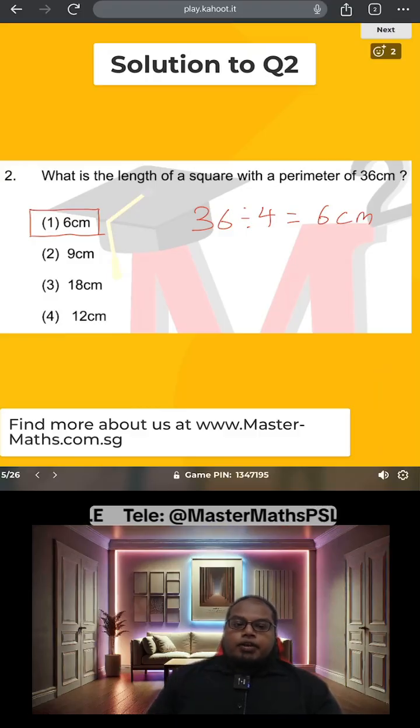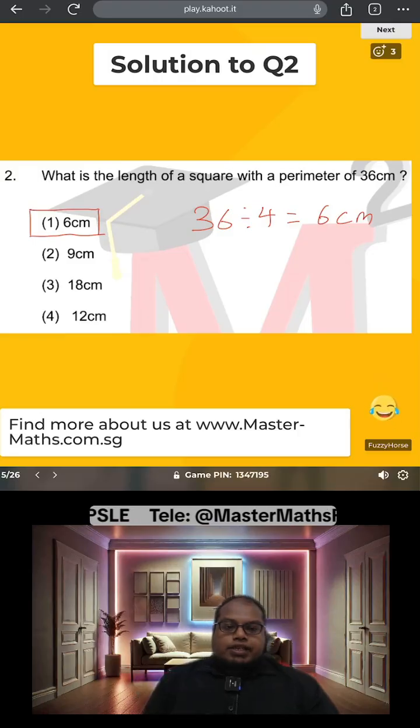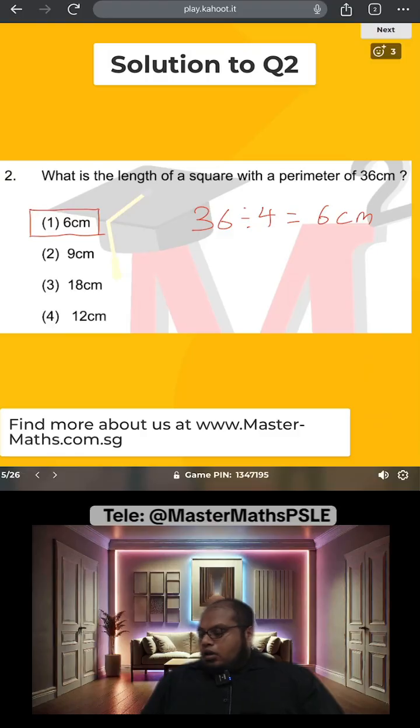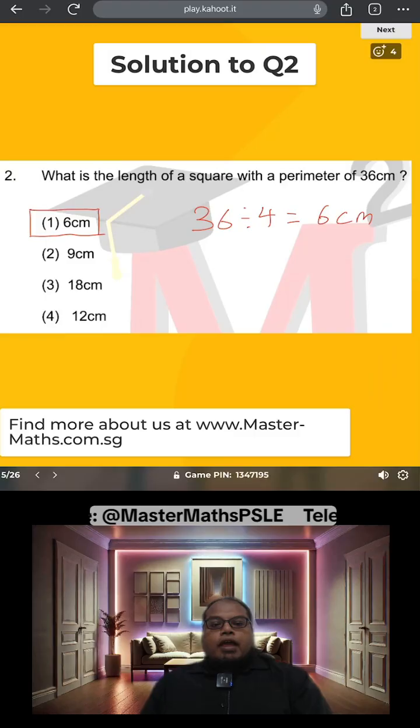Yes, correct. The answer key I accidentally wrote wrongly. But just now the answer was yes, 9 cm. As in the Kahoot got the correct answer. Sorry, I wrote wrongly when creating this answer key. Apologies for that because I thought it was just dividing by 4. That's why I didn't give a lot of time.